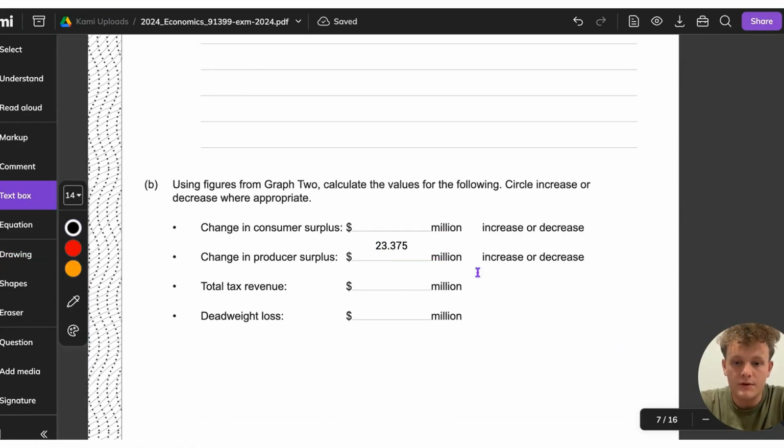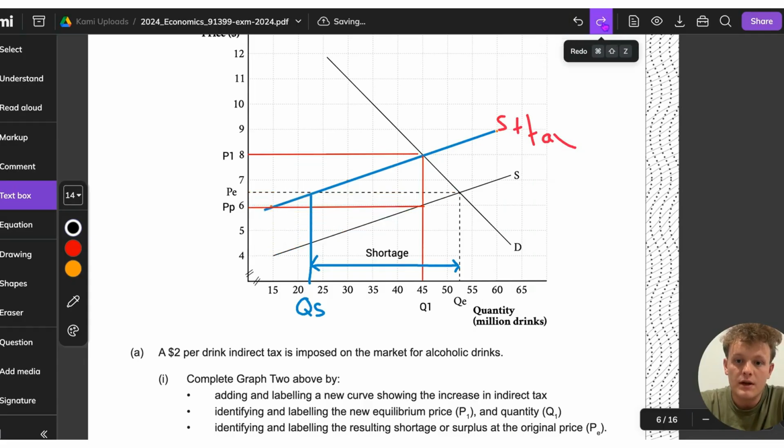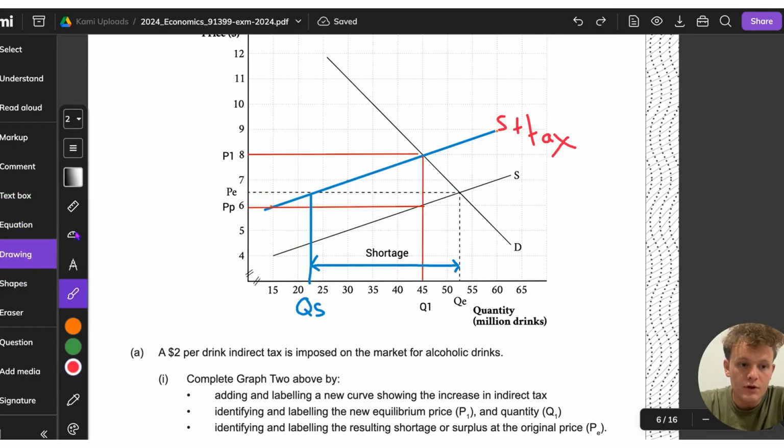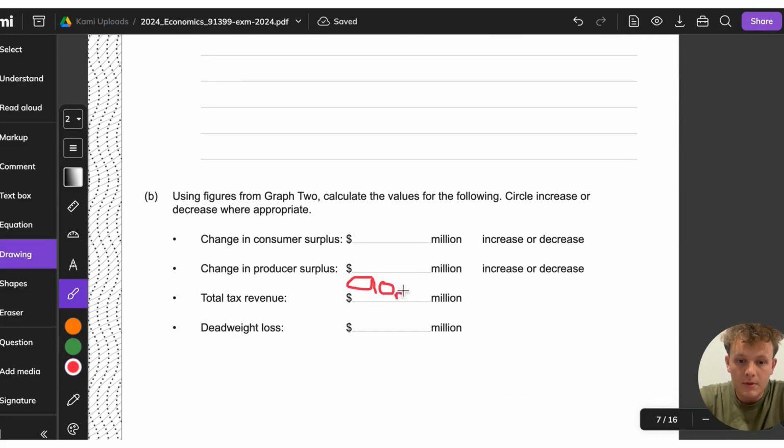$24.375 million. The total tax revenue, we can calculate by finding the area of the rectangle of tax revenue. It's going to be the difference between the price for producers and the price for consumers times the quantity of goods sold. So it's all of these, because each unit sold, 45 million units, times $2 per unit. So of course that bottom value there is going to be 90 million.